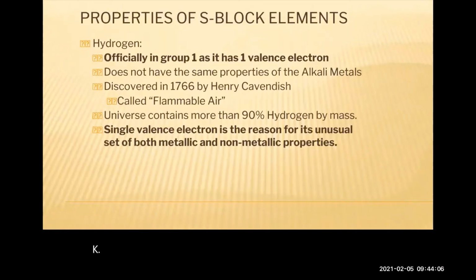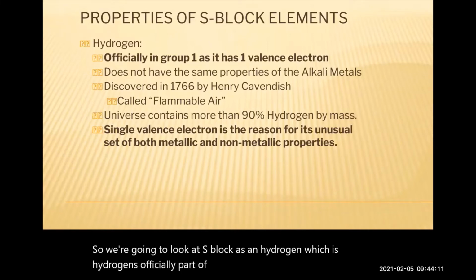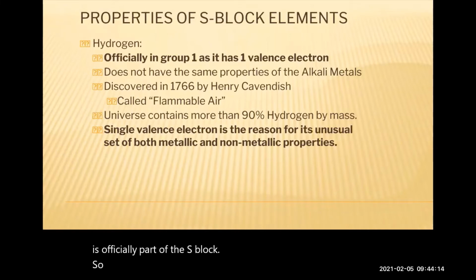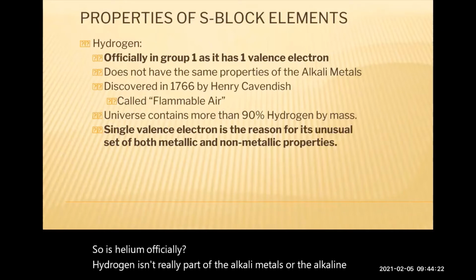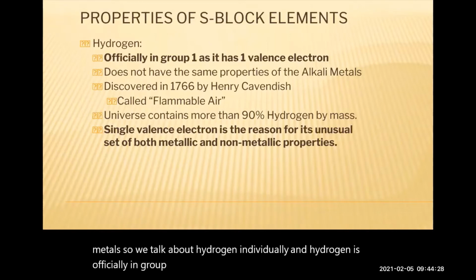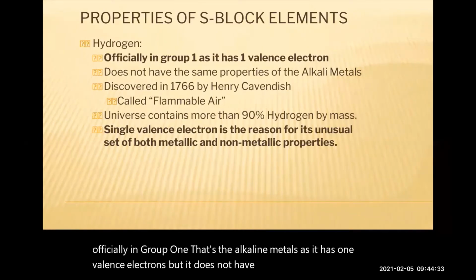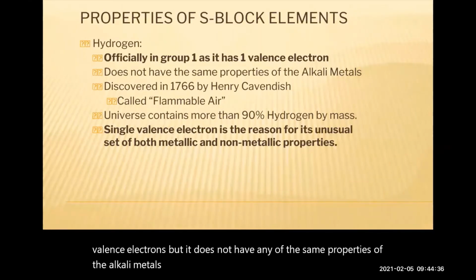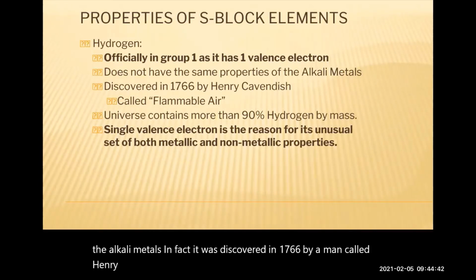So we're going to look at S block as in hydrogen, because hydrogen is officially part of the S block. So is helium officially, but hydrogen isn't really part of the alkali metals or the alkaline earth metals. So we talk about hydrogen individually. And hydrogen is officially in group 1, that's the alkali metals, as it has 1 valence electron, but it does not have any of the same properties of the alkali metals. In fact, it was discovered in 1766 by a man called Henry Cavendish. He called it flammable air because to him, it looked like air that was flammable.